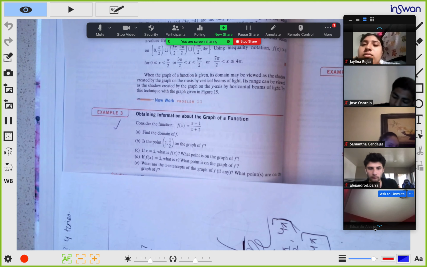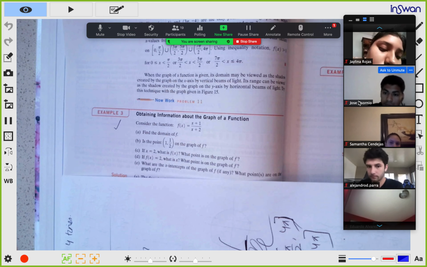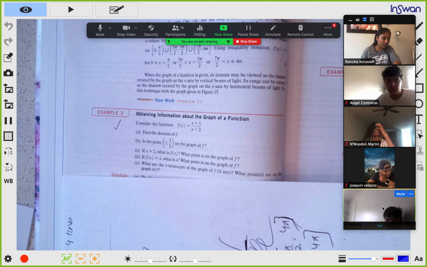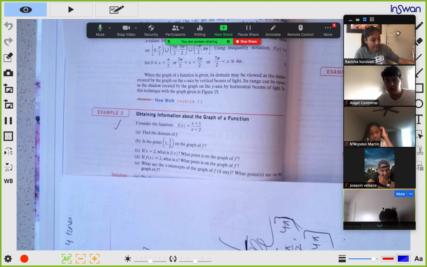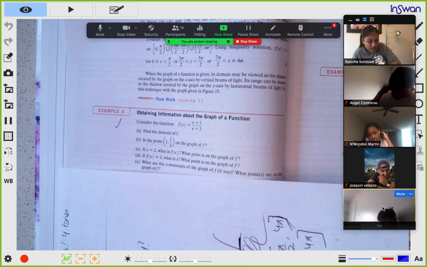Okay. So first part, you're given the function. What's the domain? -2. How did you get that -2? From the denominator. So what did you do with the denominator? x plus 2 equals 0. Okay, you put x plus 2 equal to 0. What did you get? x as -2. Then what's your domain?